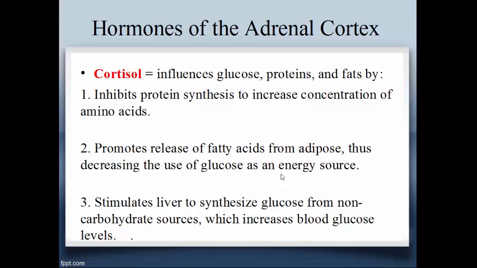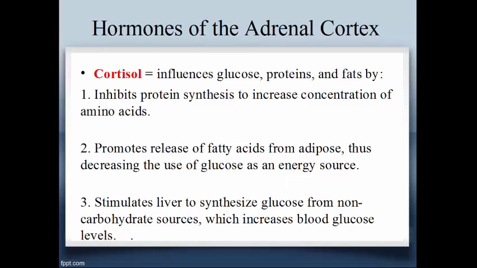For number 2, it will promote the release of fatty acids from adipose tissue, therefore decreasing the need for glucose as an energy source. It's basically releasing fatty acids from fat cells and using that as a source of energy and not relying so much on the glucose that's already stored in your body. And number 3, stimulates the liver to synthesize glucose from non-carbohydrate sources, which will increase blood glucose levels.